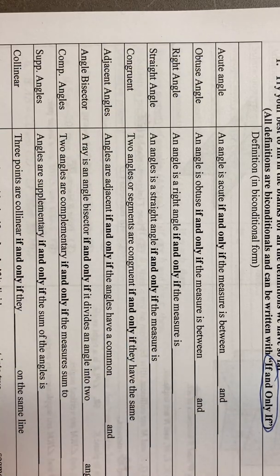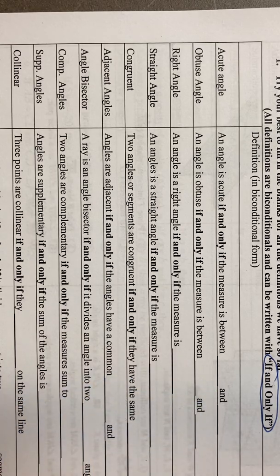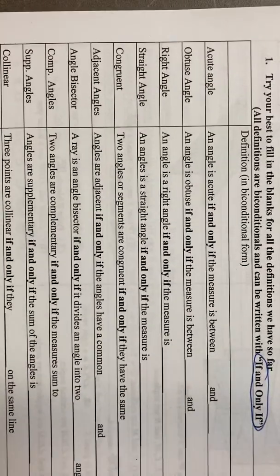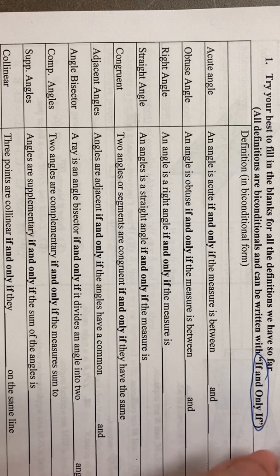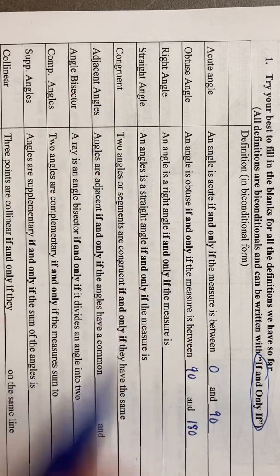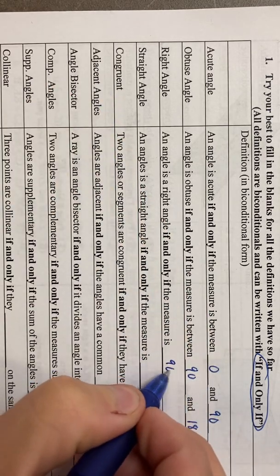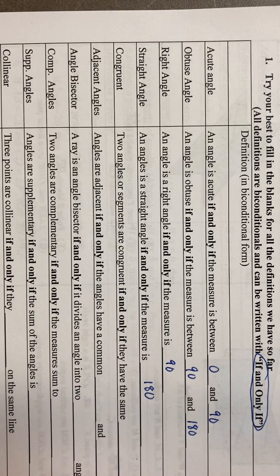So what I want you to do is pause and try to fill in these as best you can. Okay, and we're back. Here we go. Acute angle. An angle is acute if and only if the measure is between 0 and 90. Obtuse. The angle is between 90 and 180. A right angle. The angle is exactly 90 and a straight angle is exactly 180.